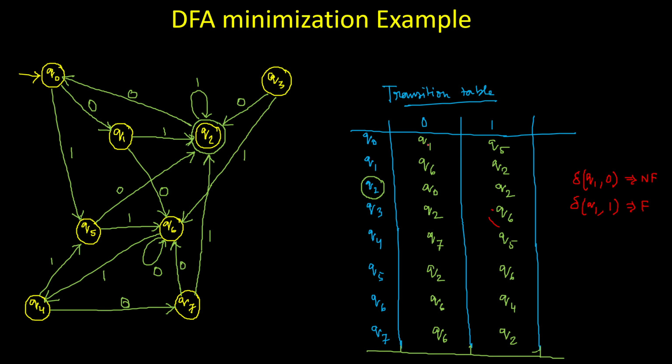So in case of DFA, the delta function is a mapping from Q combined with sigma, which maps to Q itself, right? Because Q is the set of states. If you are in some state and on seeing a particular symbol which is present in sigma, you will reach one of these states that is in Q, right?